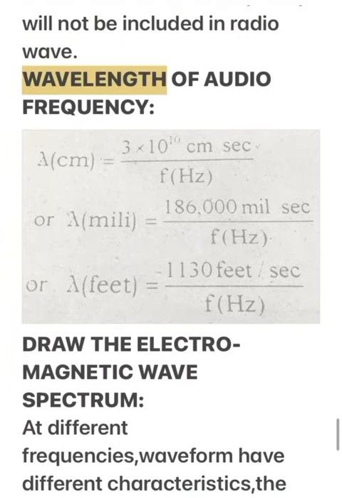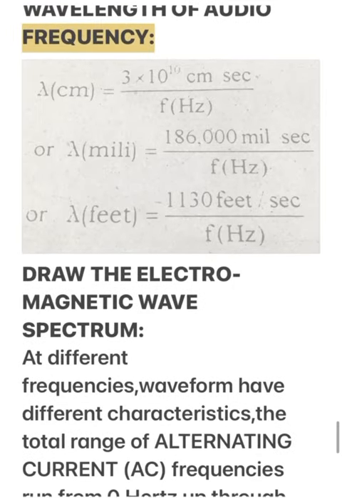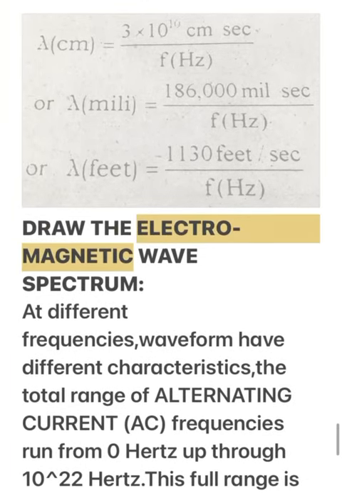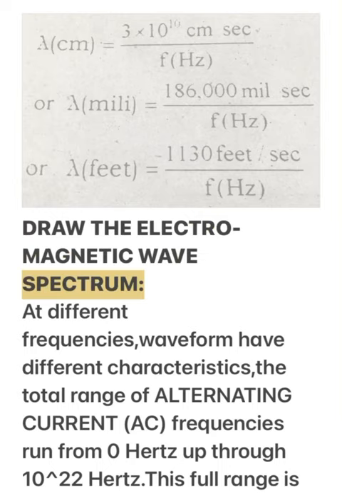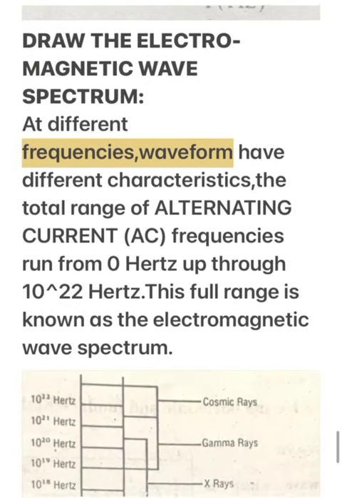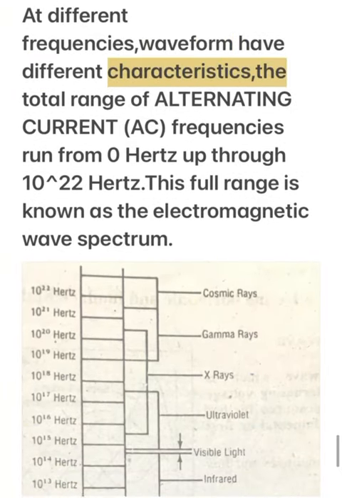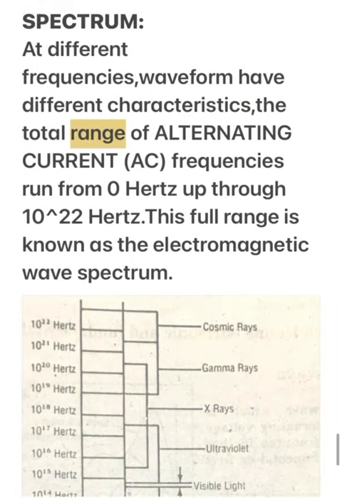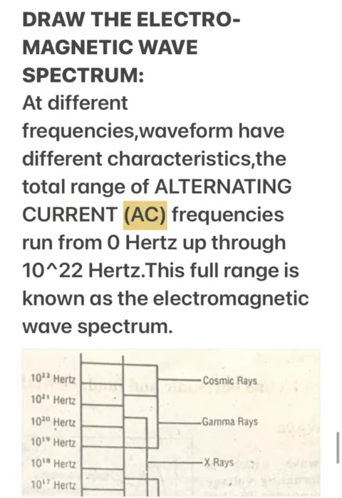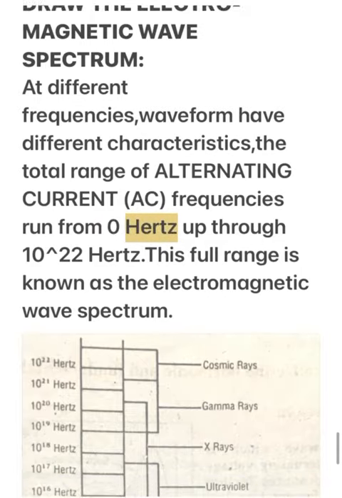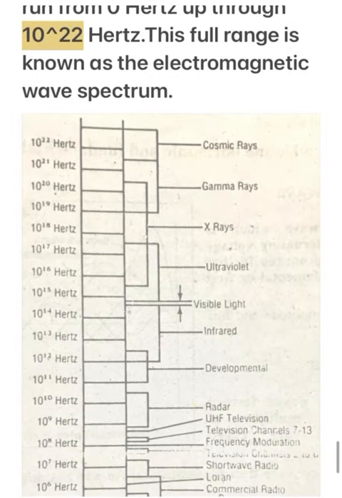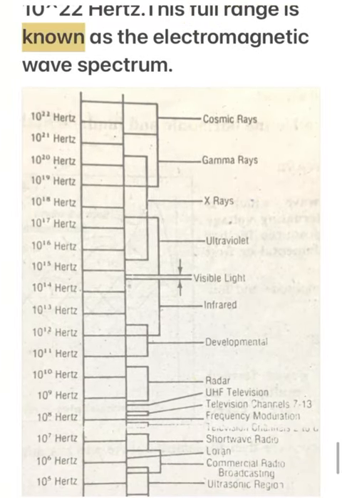Wavelength of audio frequency. Draw the electromagnetic wave spectrum. At different frequencies, waveforms have different characteristics. The total range of alternating current AC frequencies runs from 0 Hz up through 10^22 Hz. This full range is known as the electromagnetic wave spectrum.